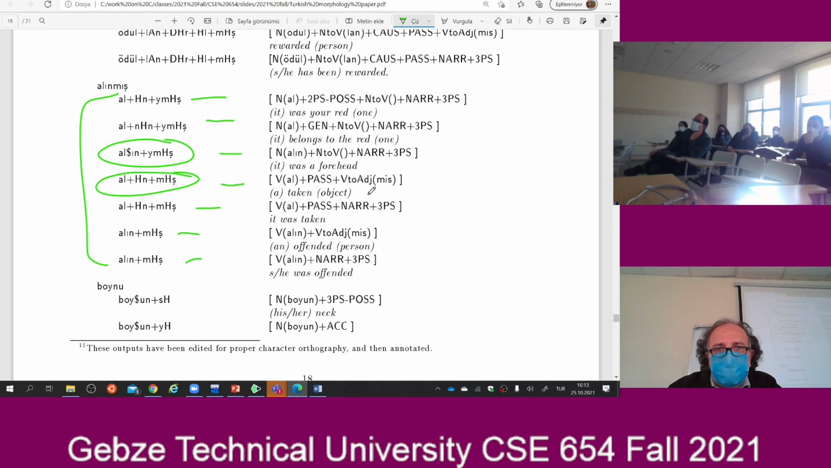Yeah, I guess this one. Alın, passive, and verb to active adjective. Okay, third person. Yeah, this one. So most probably it's going to be that one for Wikipedia, though. I mean, I would have guessed it would have been this one, alınmış.